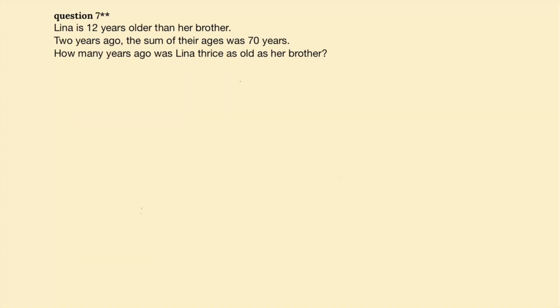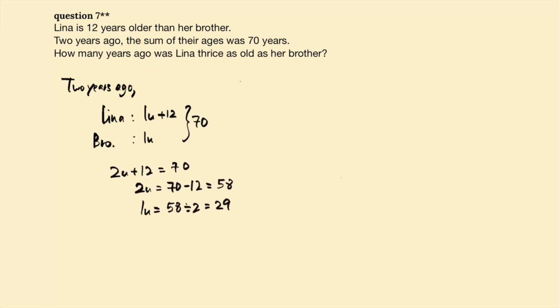Lena is 12 years older than her brother. 2 years ago, the sum was 70. Hang on. So 2 years ago, the sum was 70, and the difference was definitely still the same, 12 years. Okay, let's find the ages 2 years ago, shall we? So 2U plus 12 is 70, 1U is 29.